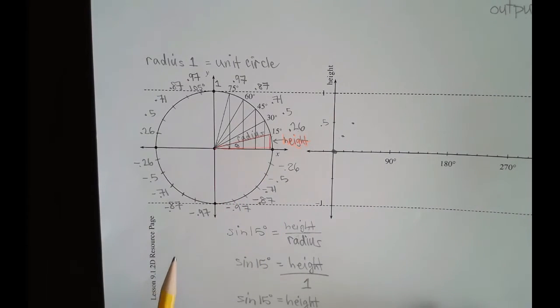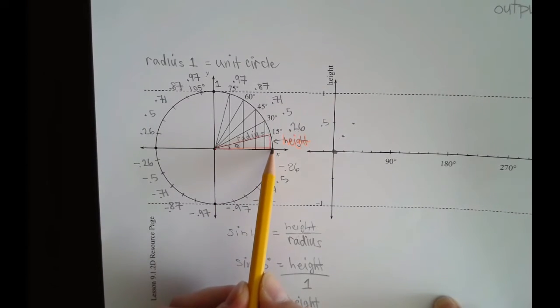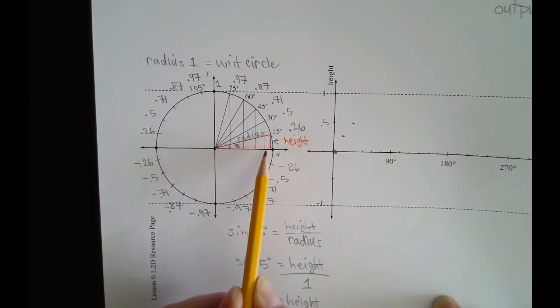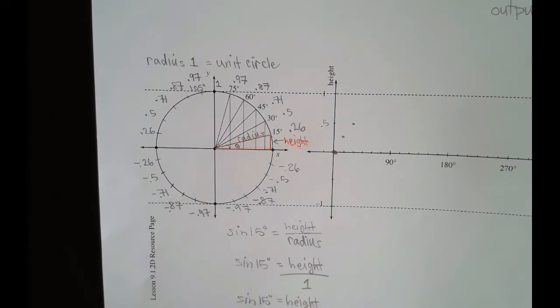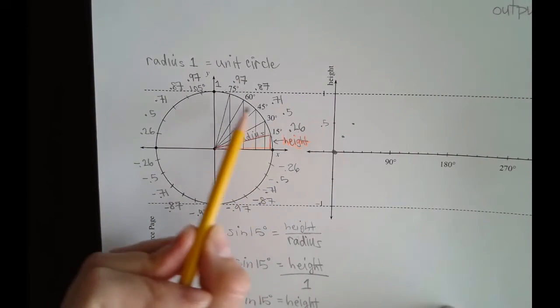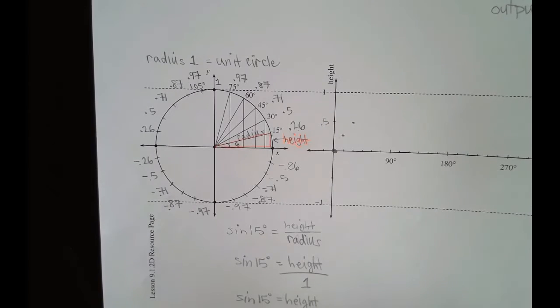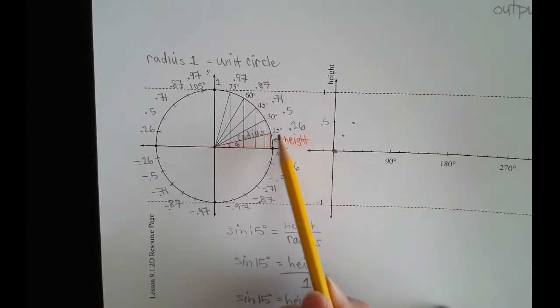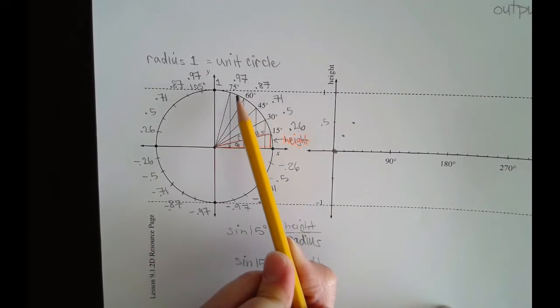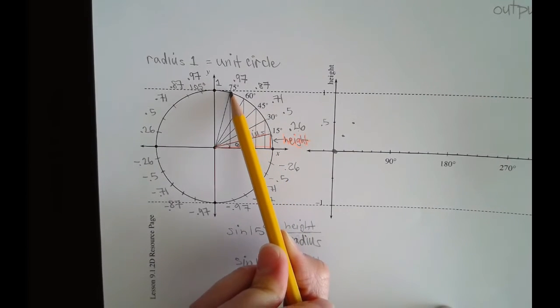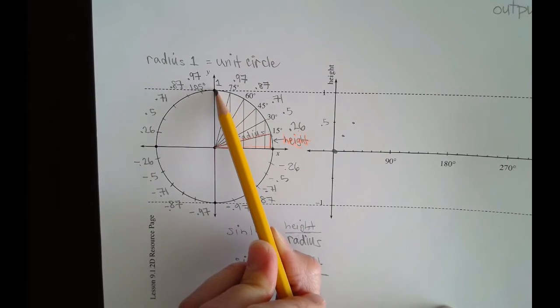I just wanted to emphasize here, height is this side, and that we're doing the same computation for different seats all the way around the circle. So there's a ton of triangles that we've created. As long as you understand the idea, you don't need to draw all the triangles. Drawing one, I think, is good enough. I got the height is 0.26 here, 0.5 here, 0.71 here, 0.87 here, 0.97 here, and 1.